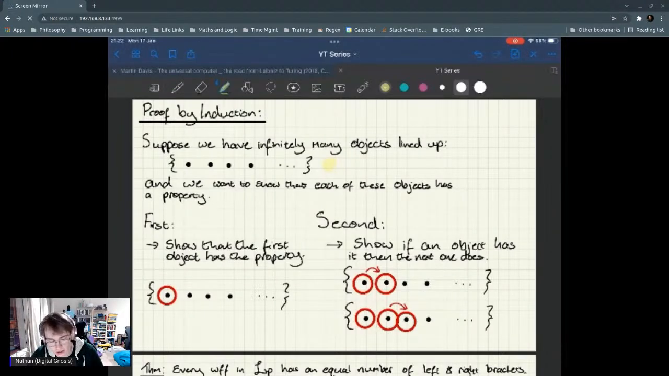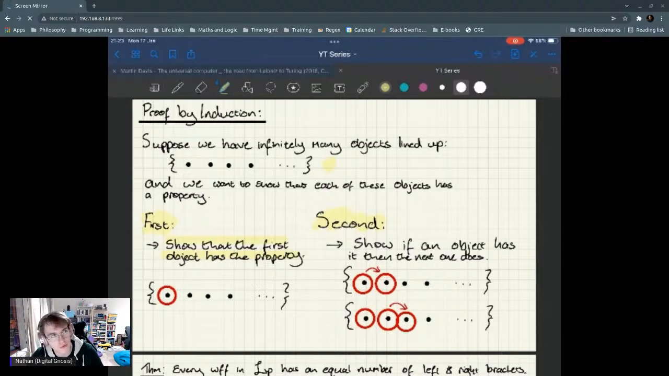Proof by induction is comprised of two main parts. So we've got this first step here, which is going to be called the basis, or our base case. And then we've got this second step here, which is going to be our inductive step or our inductive hypothesis. So what we do in the first case is we show that our first object has the property, or in general, if you're coming from a maths background, showing that the first element in the set has that property. So if it was the natural numbers, it'd be the smallest natural number.